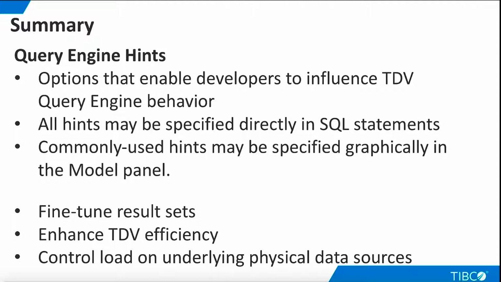For example, a developer might want to specify that a particularly resource-intensive query should always store its intermediate results on disk in order to avoid memory usage that might affect other queries running concurrently. Finally, hints allow developers to control the amount of work that is pushed down to underlying physical data sources. For example, a developer might choose to disable join pushdown on a data source that is heavily used and may suffer performance degradation.